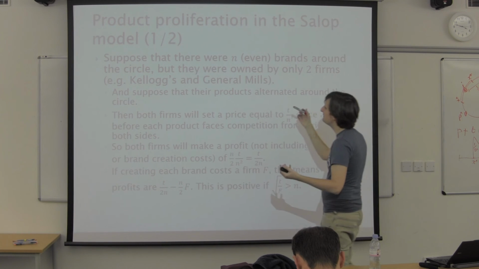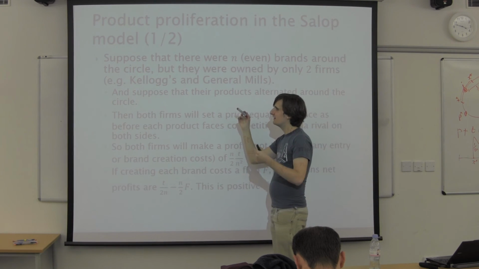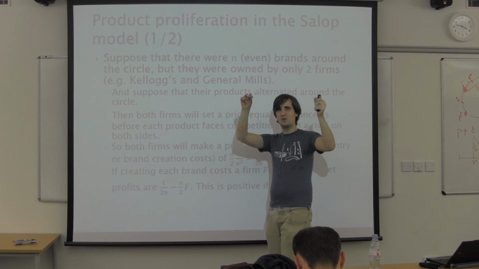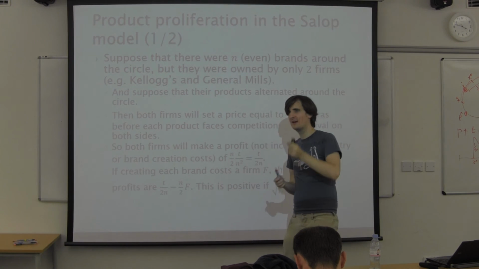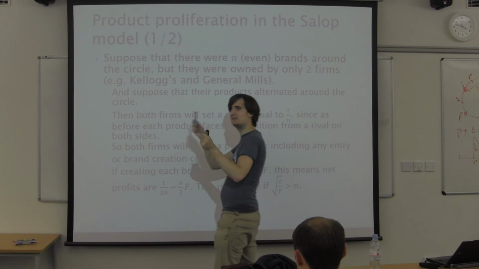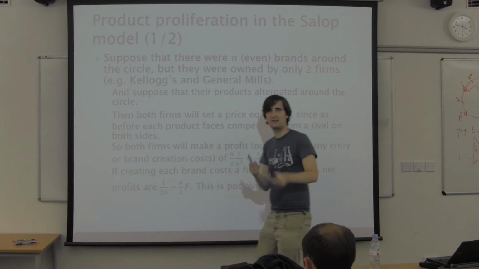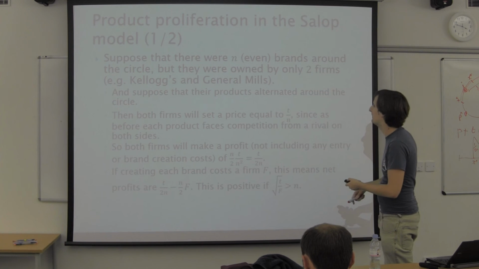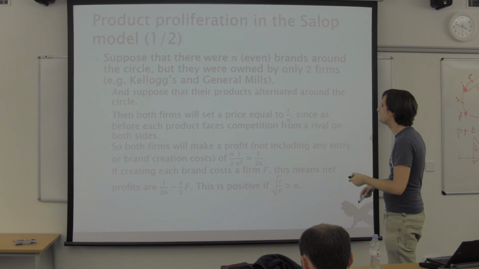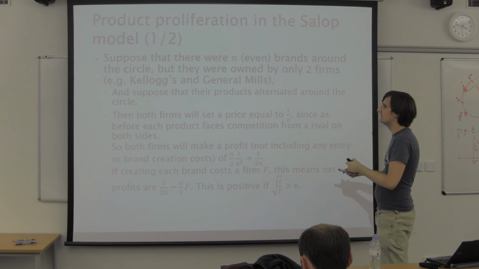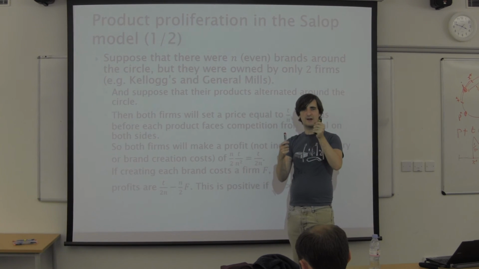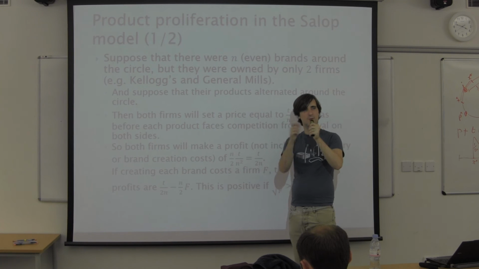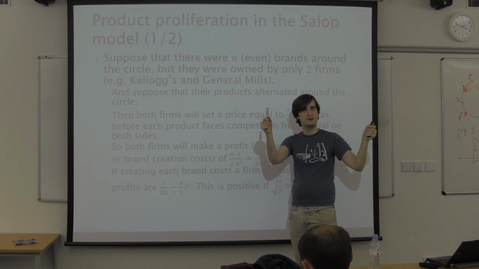So if you like, there are 2 Kellogg's products, and in between there's 1 General Mills product. So General Mills is trying to get in between each Kellogg's product to produce something to get some consumers. Then because these firms are alternating around the circle, on either side of a Kellogg's product there are 2 products produced by the other company.